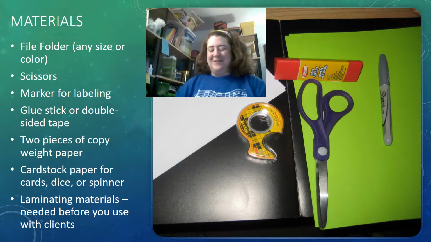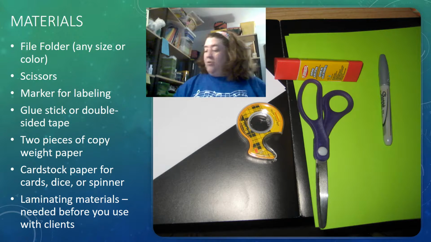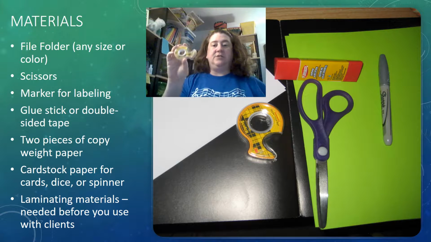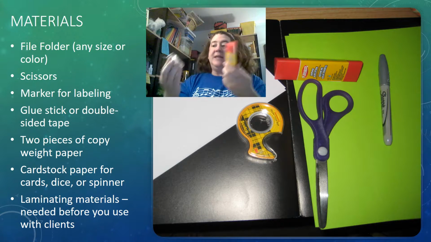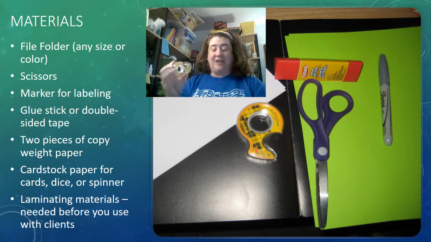The other things that you're going to need are things that you probably have on hand. You need a pair of scissors. You need some markers so you can label things. You need to decide for yourself whether you would like to use double-sided tape or a glue stick. It doesn't matter which one you use. They both have benefits. They both have detractions.